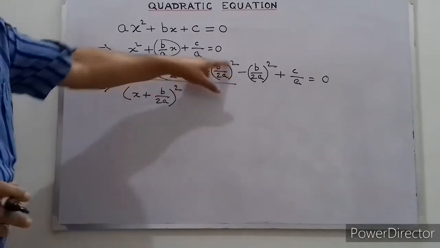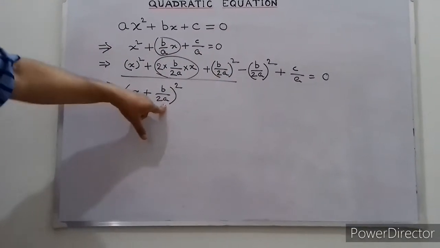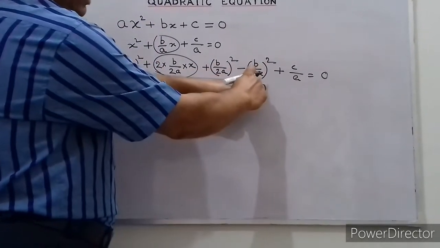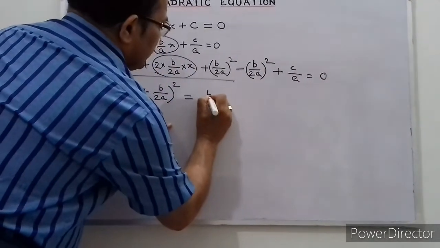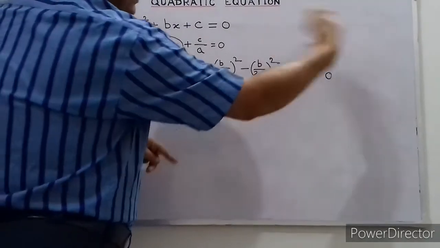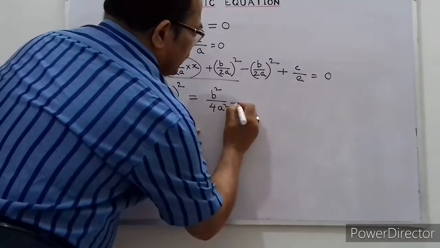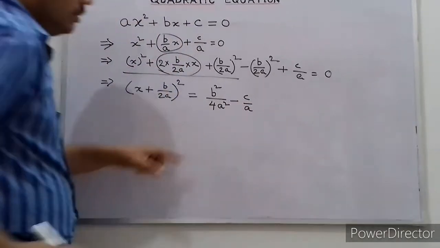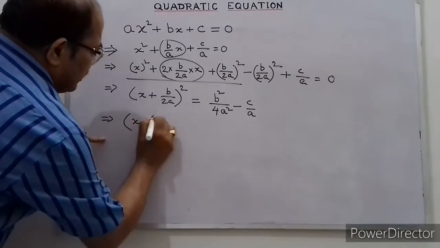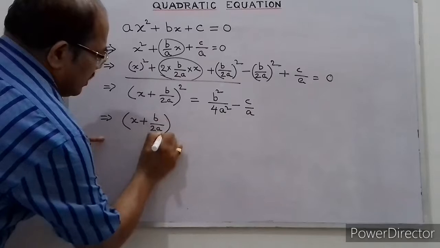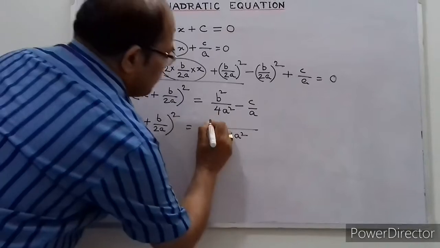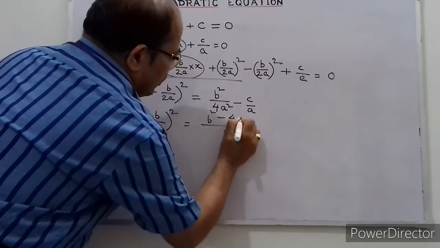Followed? This is nothing but the whole square of x plus b by 2a. And these things are b square by 4a square. So take it to the right side. B square by 4a square, this is plus c by a. If we take it to the right side, we will get minus c by a. Now x plus b by 2a whole square equals, take LCM as 4a square, now this is b square minus 4ac.